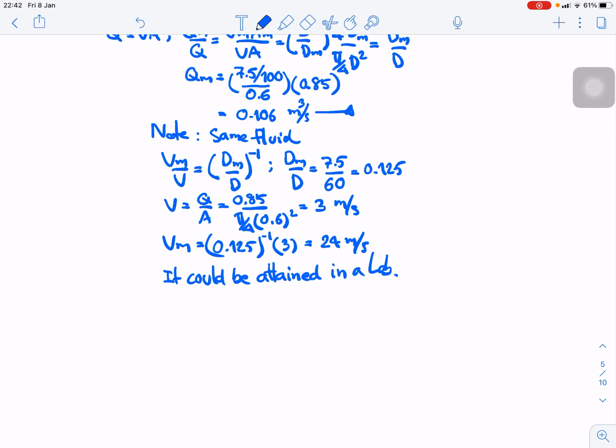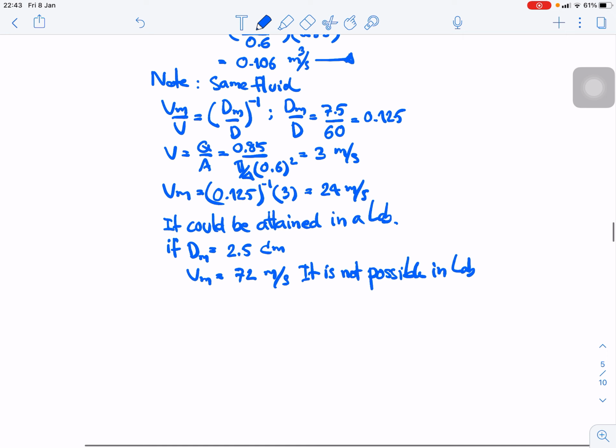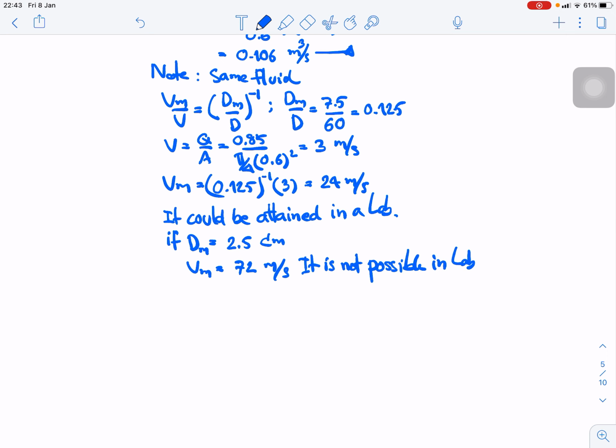But if we use a smaller Dm, let's say going from 7.5 down to 2.5 centimeters, we can show that the velocity for the model is 72 meters per second. That is not possible in the lab: to increase the velocity to 72 meters per second in the lab.